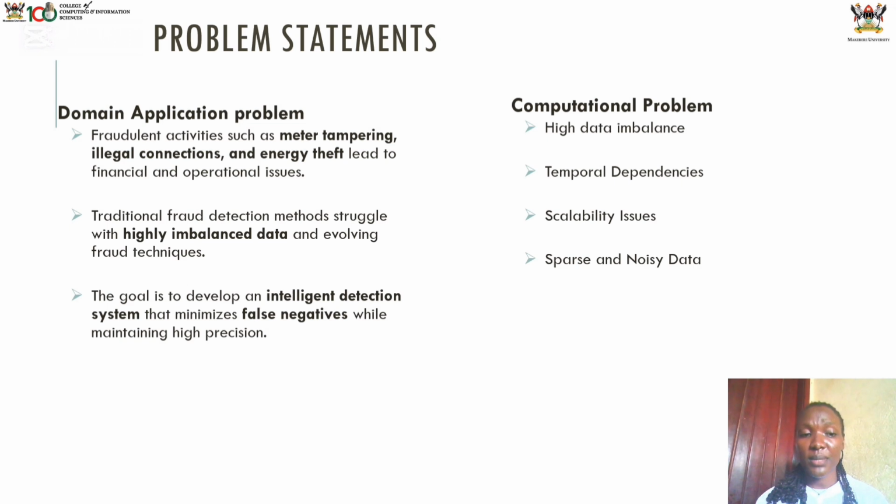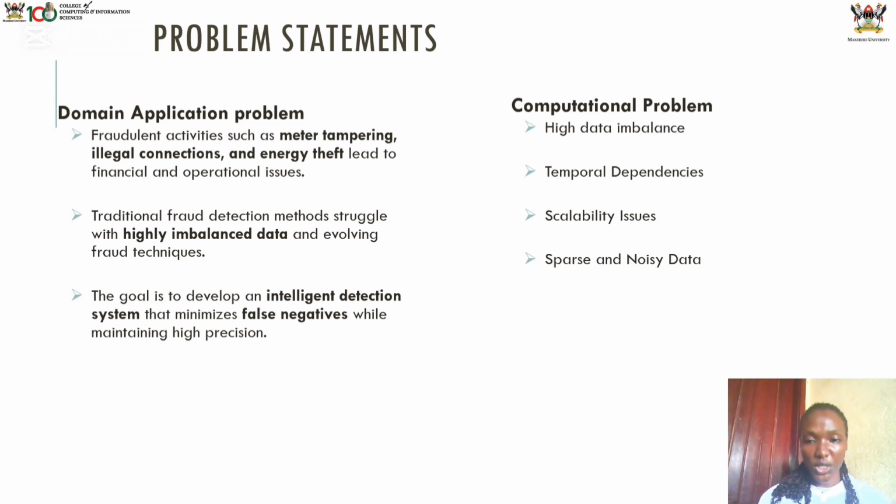With the problem statement, our domain application problem is about fraudulent activities. These include meter tampering, energy theft, and illegal connections. This leads to financial losses to the companies that provide these services. We also realize that traditional fraud detection techniques struggle with imbalanced data sets, because as we were working, we realized that the data sets have many more non-fraudulent cases than fraudulent cases. So the goal is to develop an intelligent detection system that minimizes false negatives and works with the imbalanced data while maintaining high precision.